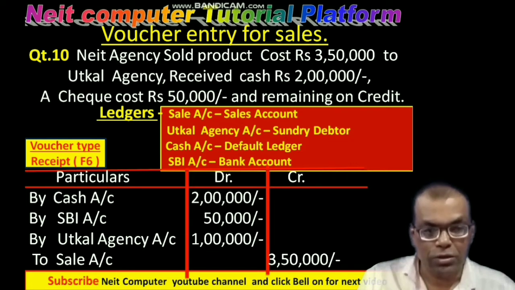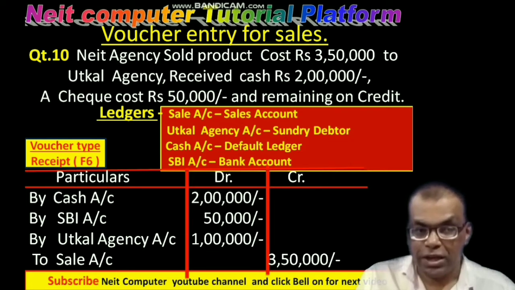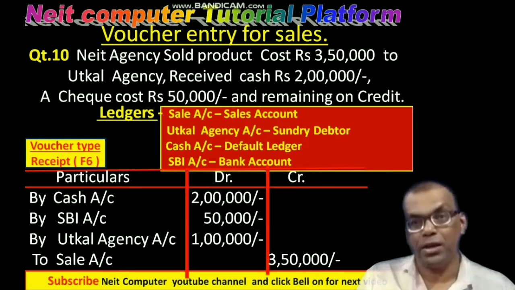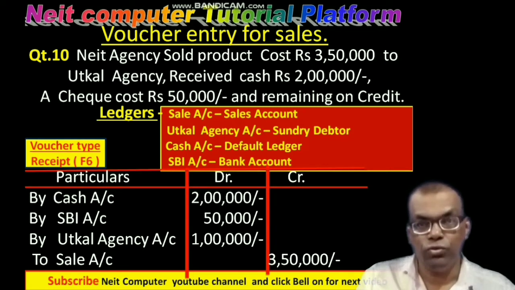For this question, what ledgers do we need? One is the sale ledger under sales account, the Utkal agency account under sundry debtor, the cash account that is there by default, and the SBI account under bank account. These are the ledgers we need for this voucher entry.